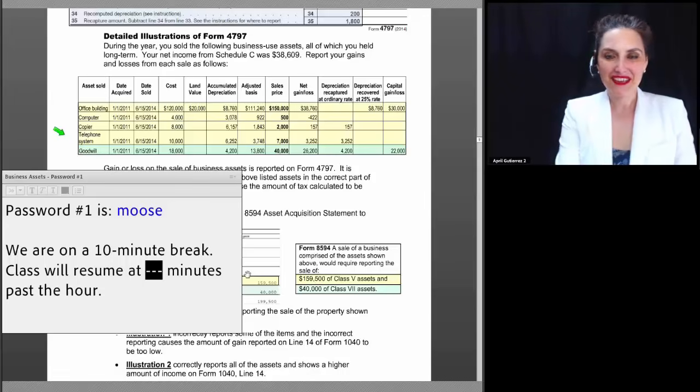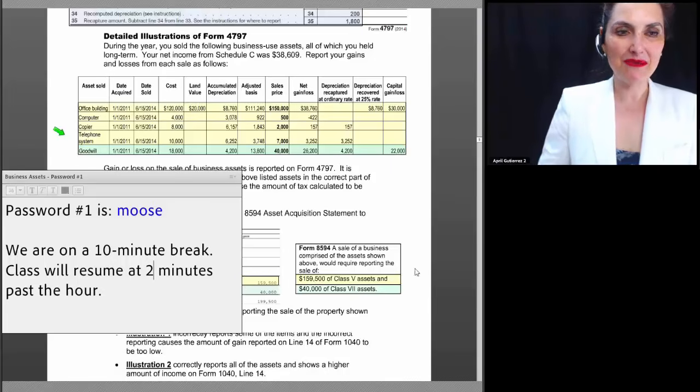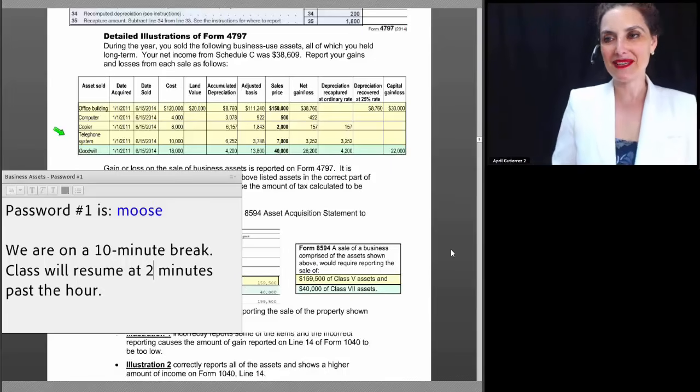It was adorable. So we're going to convene at 2 minutes past the hour and pick up with a discussion of the sale of these business assets.